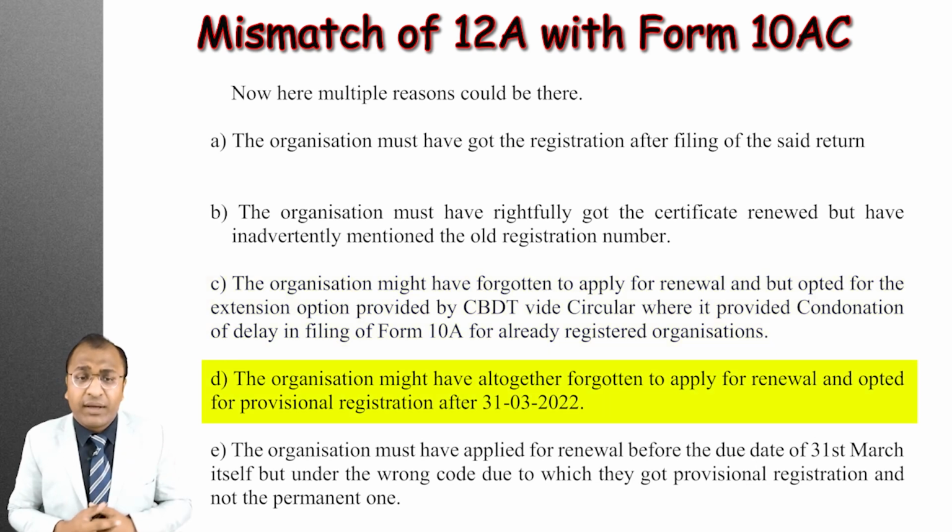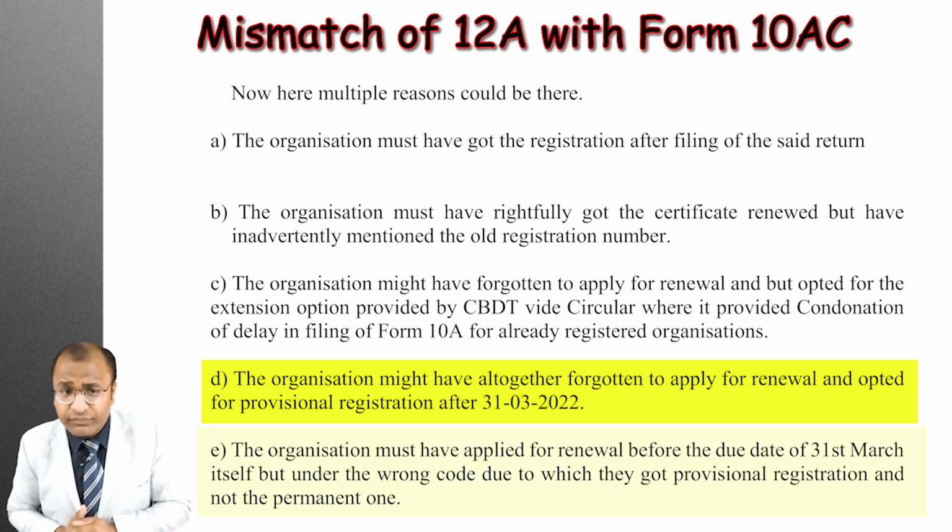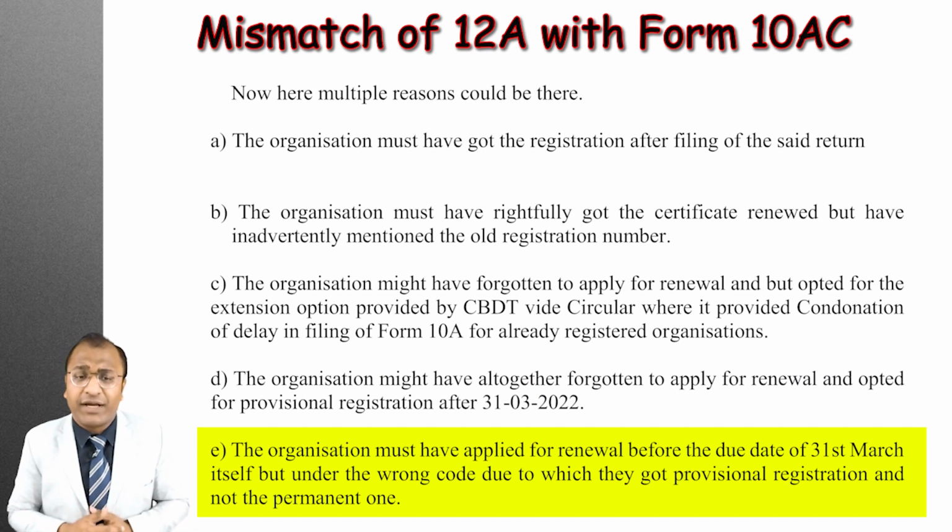The organization might have altogether forgotten to apply for renewal and opted for provisional registration after 31st March 2022. The organization must have applied for renewal before the due date of 31st March itself, but under the wrong code, due to which they got provisional registration and not the permanent one.